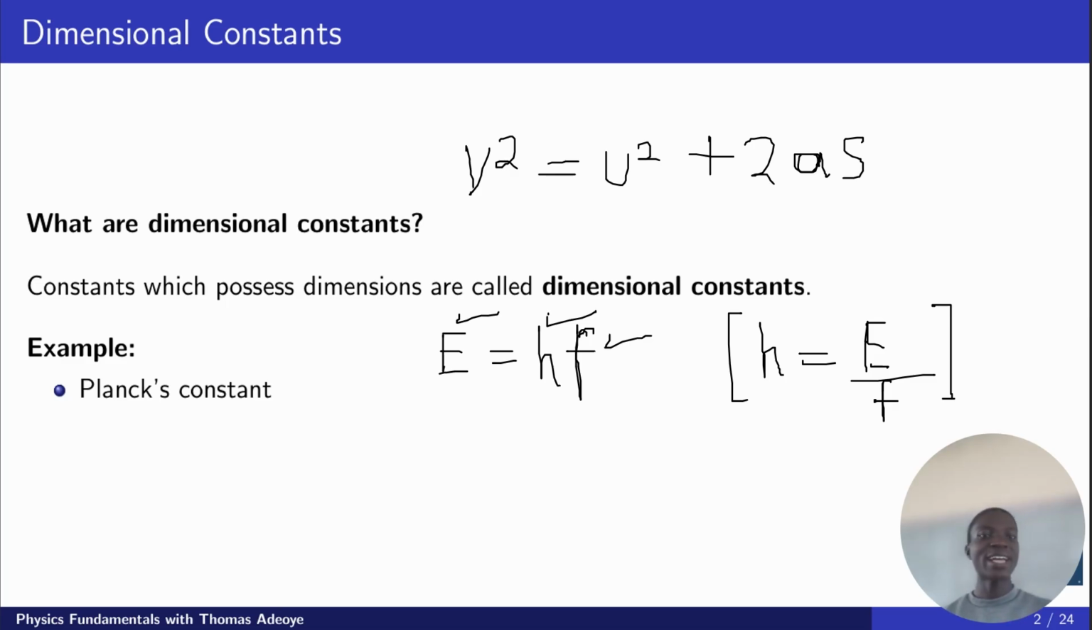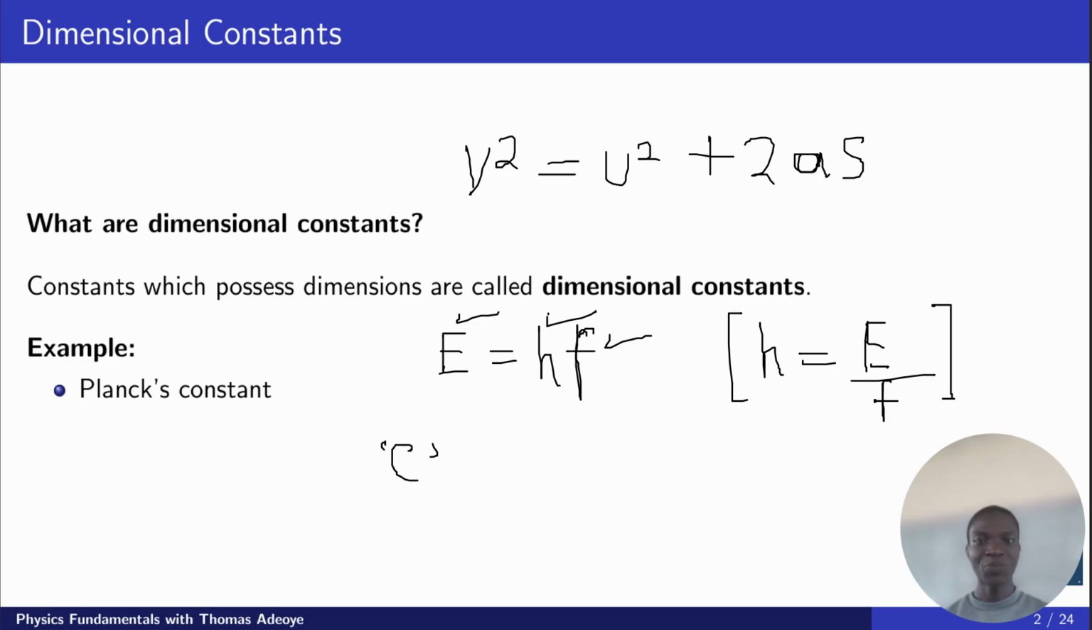Another example of a dimensional constant is c. This c is the speed of light in a vacuum. It is approximately 3 times 10 raised to the power 8 meters per second. The value is fixed.